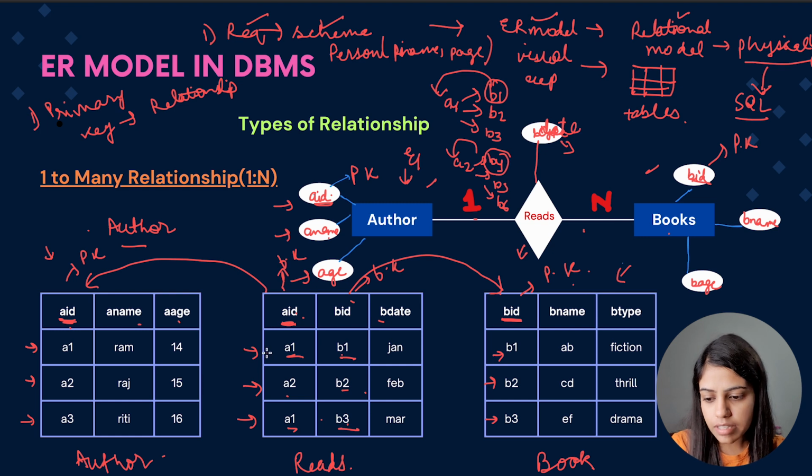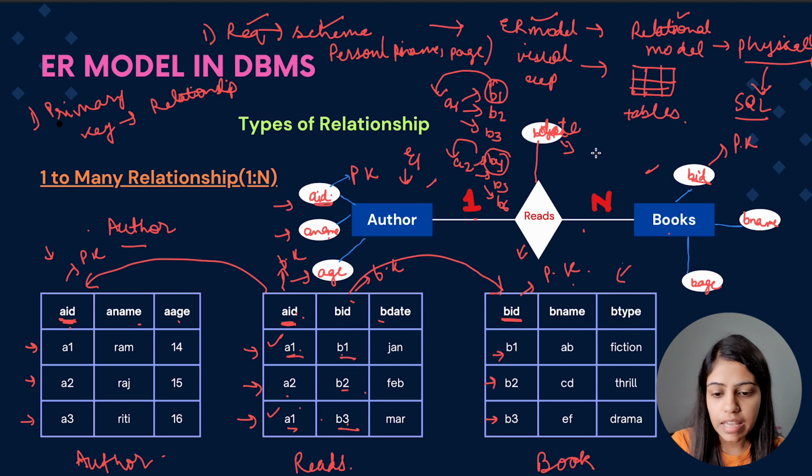So what happens is that you can see there is duplicacy, or you can say A1 is repeating two times. For the first time A1 is repeating for B1, second time A1 is repeating for B3. So A1 is something which cannot uniquely identify the records in the table because it is not unique. It is coming two times, maybe it can come 3 or 4 times.